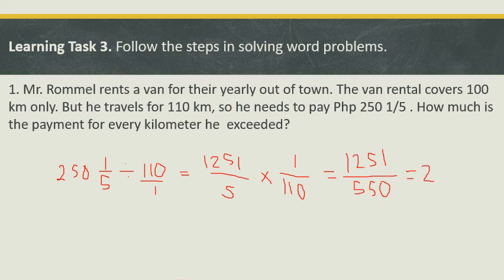is 2, and so 550 times 2 is 1,100 minus 1,251. So, 151 over 550. So, kung isosolve po natin ito po equivalent sa 2 and 28 centavos. So, ang answer po natin dito is 2 pesos and 28 centavos.